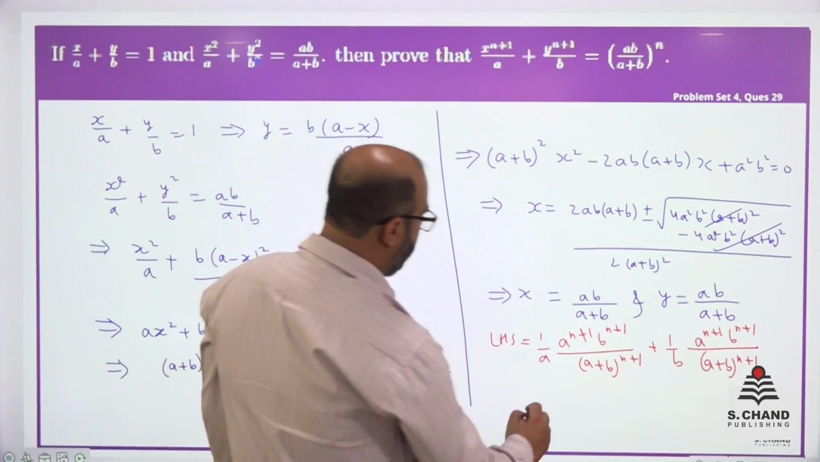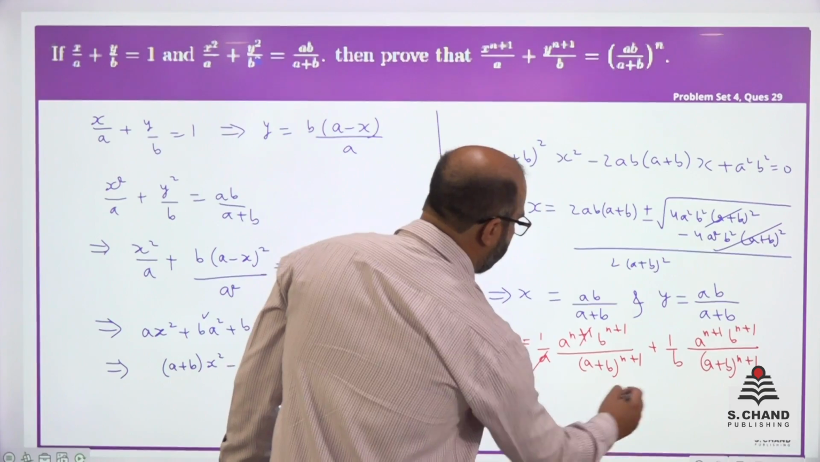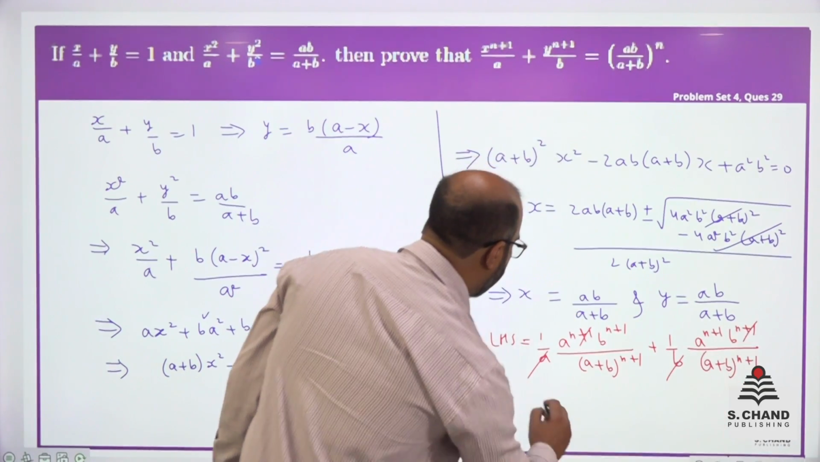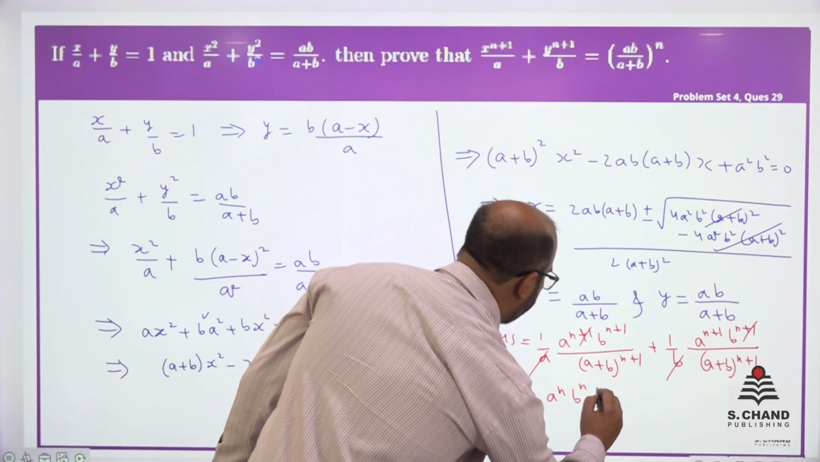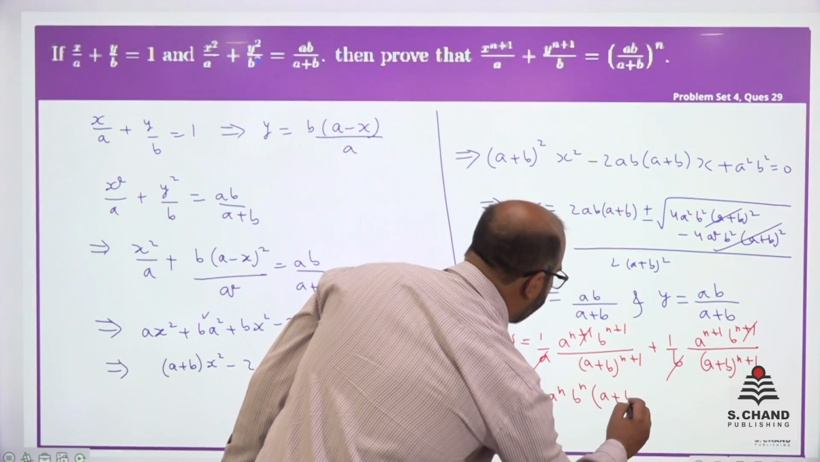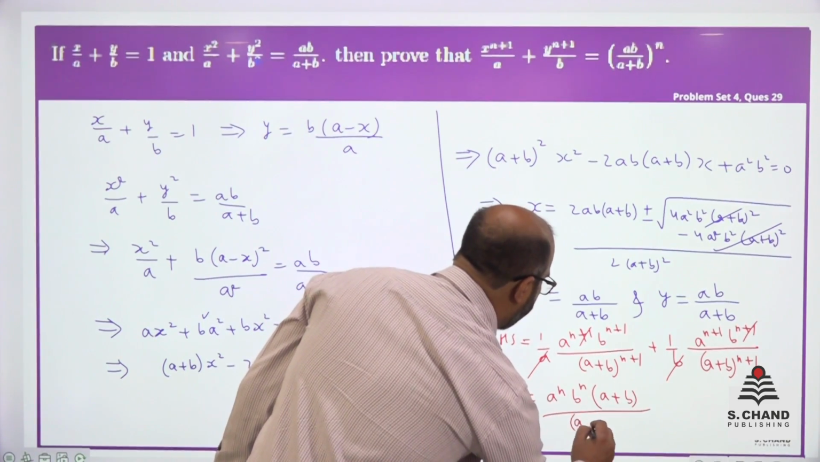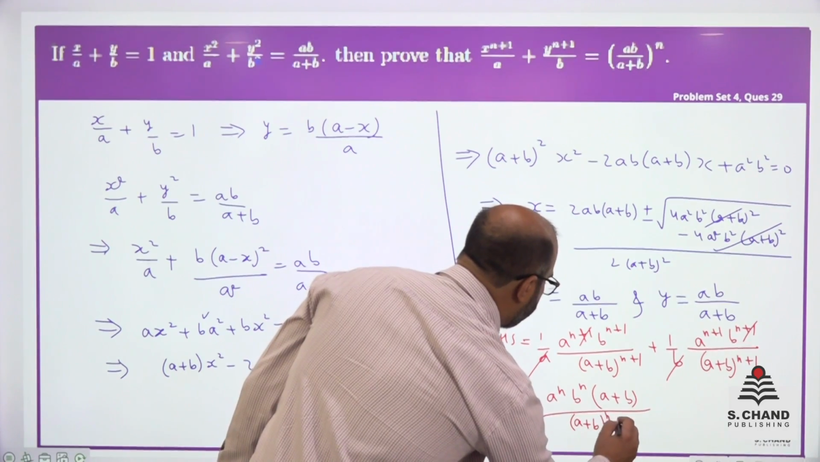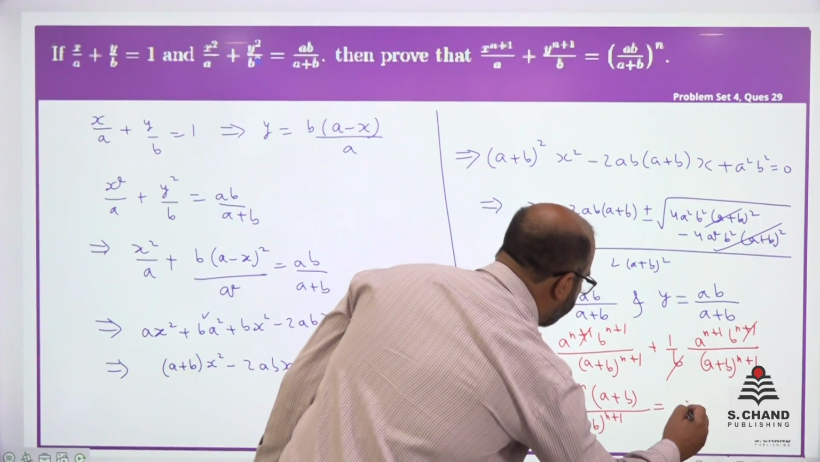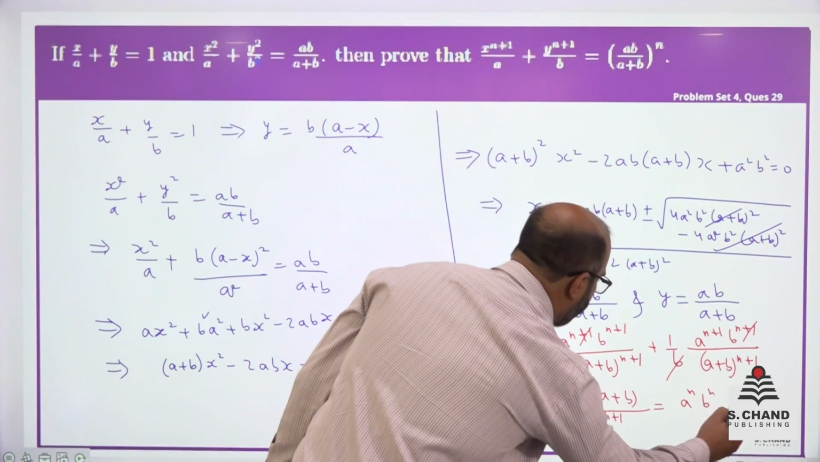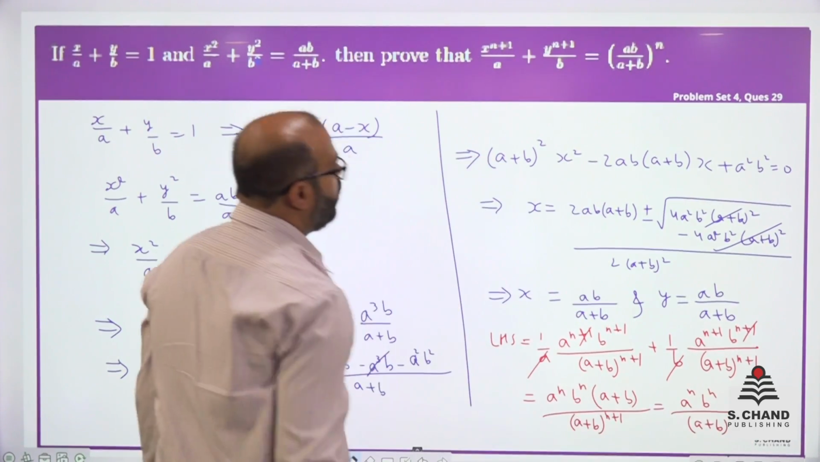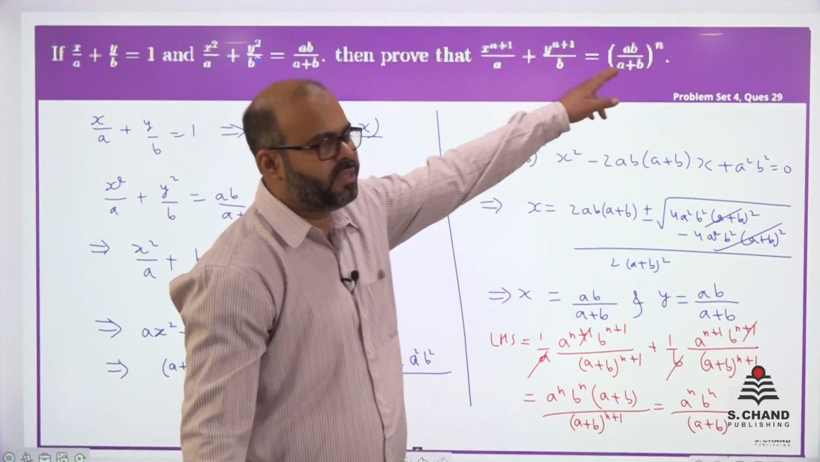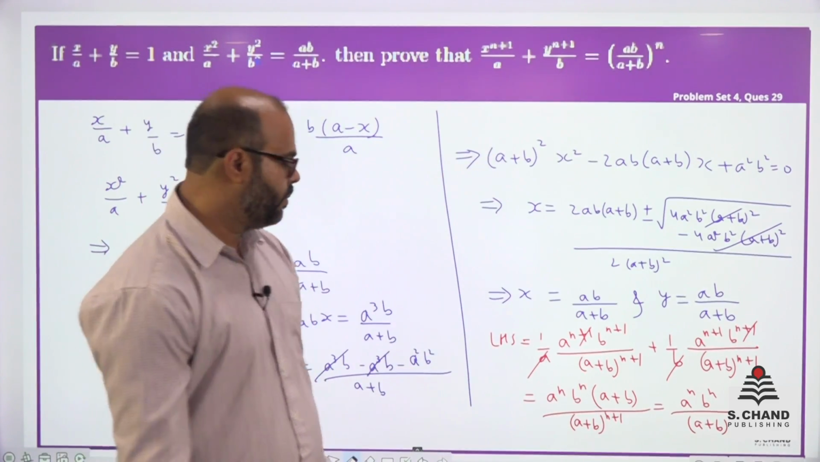On taking, 1a cancelled here, 1b cancelled here. So a to the power n, b to the power n is taken common, a plus b will remain upon a plus b to the power n plus 1. Now 1 a plus b will cancel, so a to the power n, b to the power n by a plus b to the power n. Is this the RHS? Yes, this is the RHS. So it is fine.